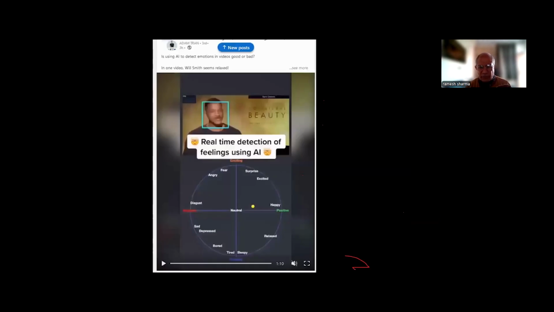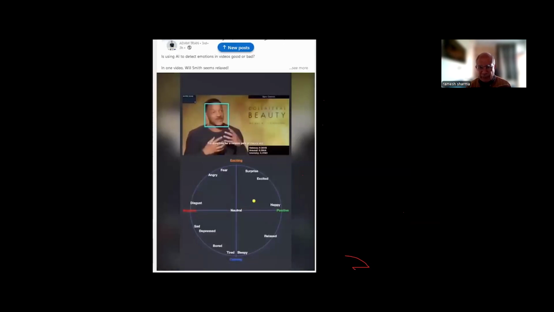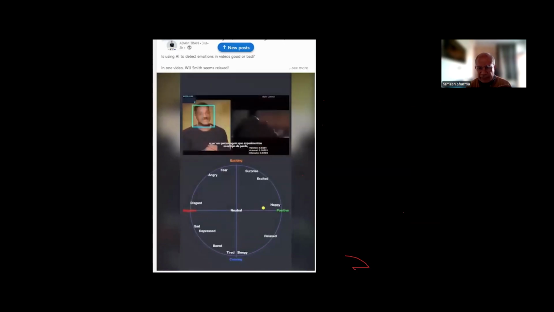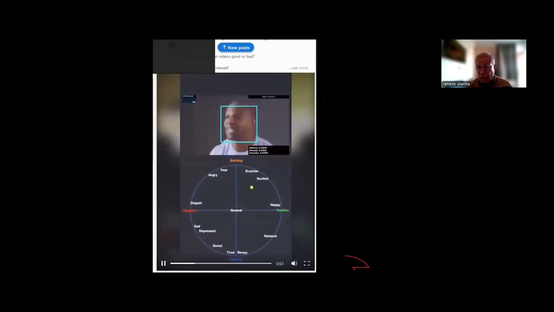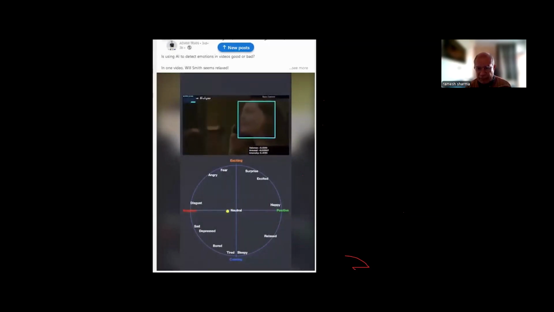So this is another application of AI, detecting emotion in real time. The character is excited, happy, surprised, relaxed, sleepy, depressed, angry, disgusted, fear. It will keep on checking. Now you can see the implication of that. The teacher is teaching in the classroom, and the application is telling whether the students are happy or depressed or not paying attention, bored, sleepy, or tired.